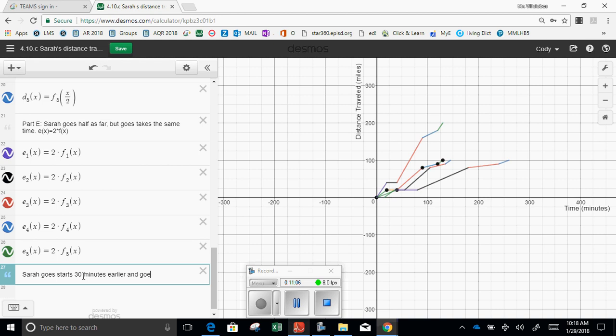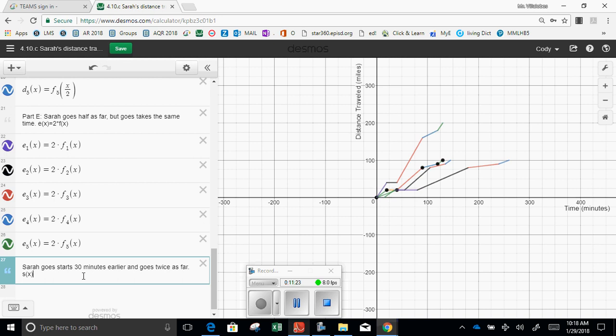So you want to shift her to the left 30 minutes? And twice as far. Enter. So what is that? F of x equals, no, not F. Let's call this S of x, because we have an F. Equals what? Twice as far, so it's gonna be 2 times f. 30 minutes earlier is x what? Plus or minus? Minus.